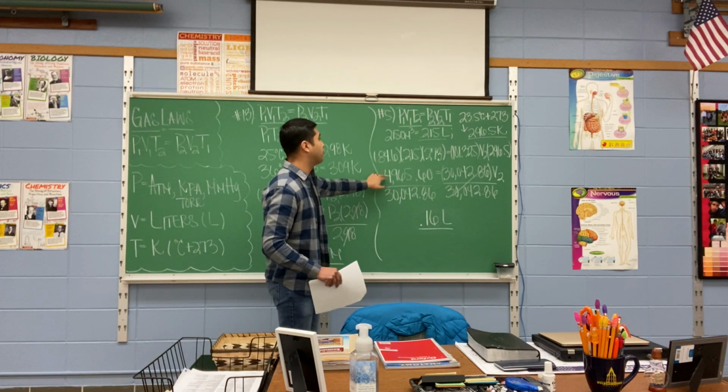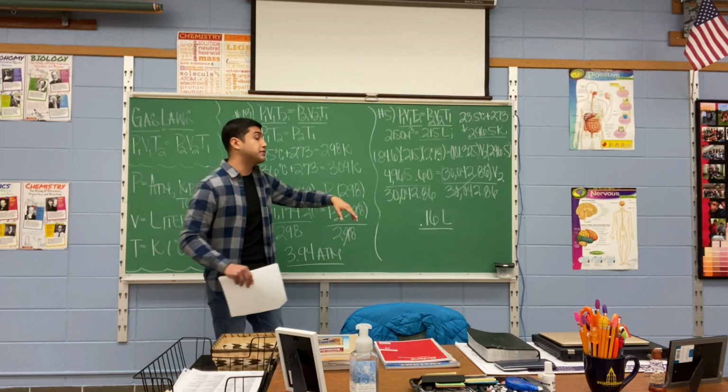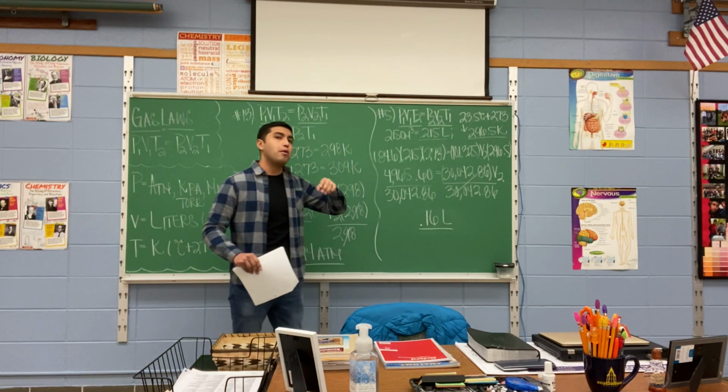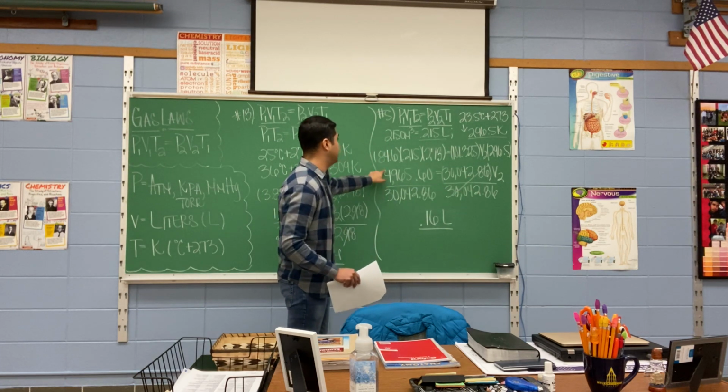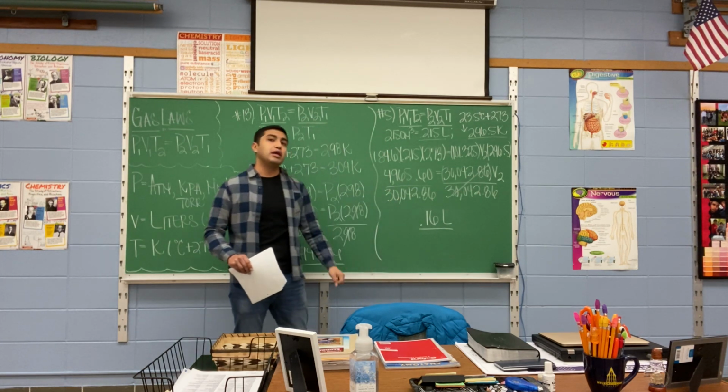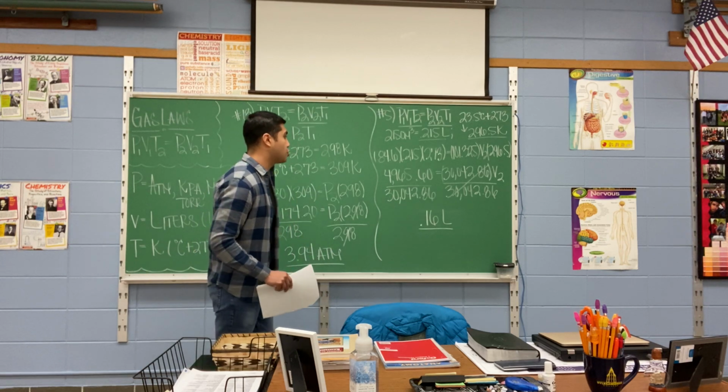So I'm going to divide 4,965.60 by my 30,042.86 in order to leave V2 by itself. Divide this by this. The answer is going to give me 0.16 liters.